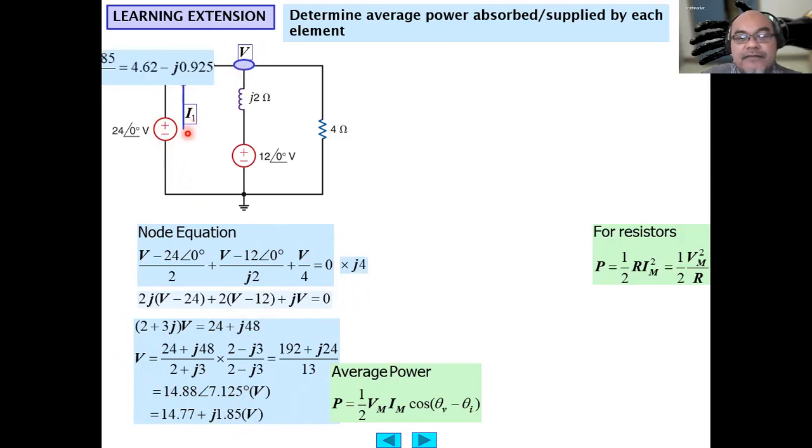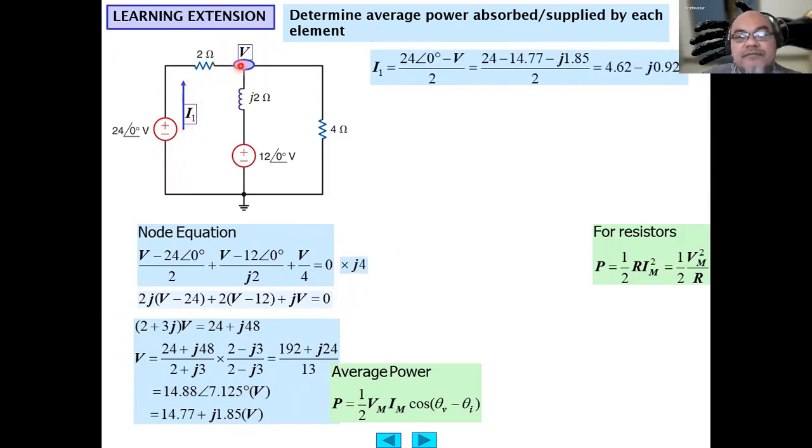The current I1, you can calculate from this voltage here: 24 minus this V divided by the 2 ohm. That is 24 minus 14.77 minus j1.85, divided by the 2 ohm. Then we obtain I1 to be 4.62 minus j0.925 ampere, or in phasor format, I1 equals 4.71 with a phase angle of minus 11.32 degrees ampere.